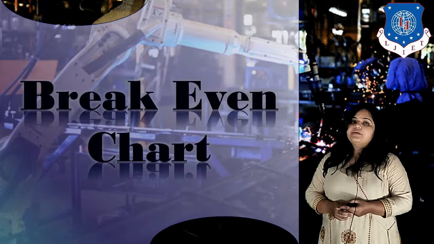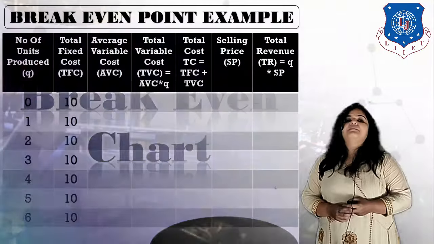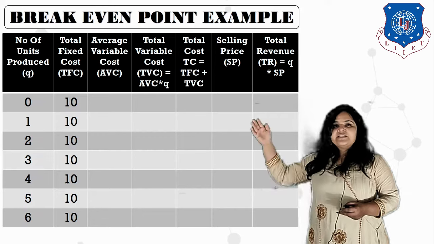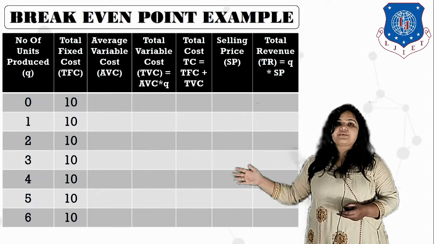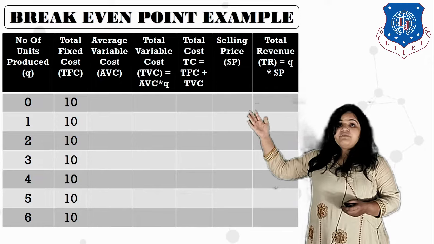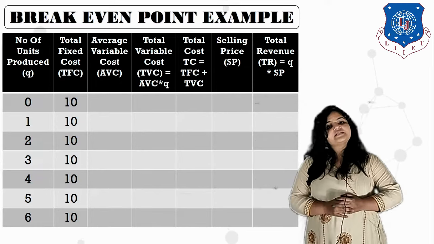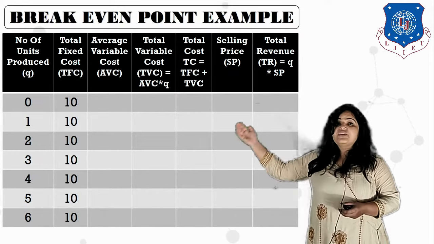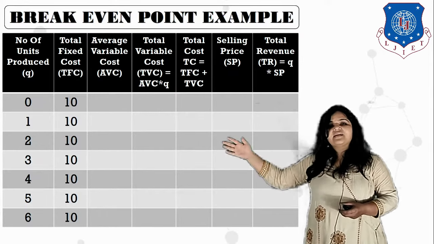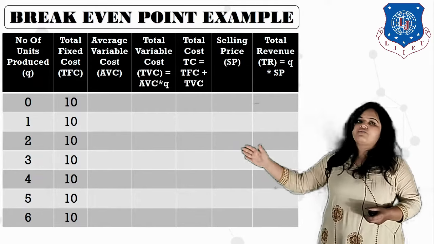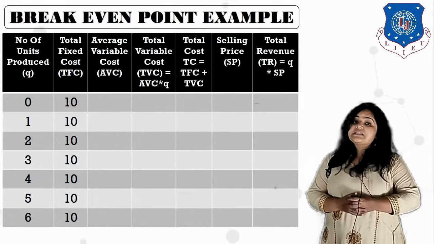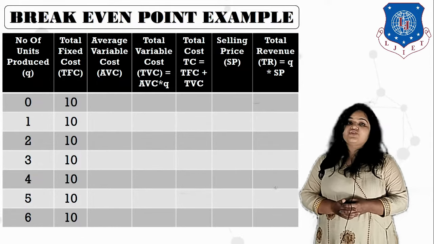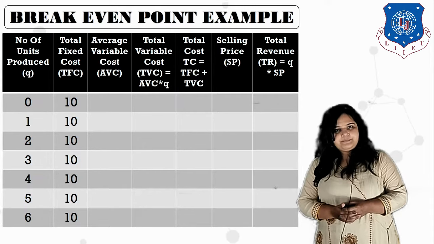In order to draw the break-even chart, I will present to you some values. Here, students, as you can see, the number of units produced are given. Starting from 0, we have 1, 2, 3, 4, 5, 6 units produced. Let us take the example of pencils itself. When 0 pencils were produced, what are the different values of all these factors concerned with break-even analysis, which we will show in the break-even chart, that we need to understand.